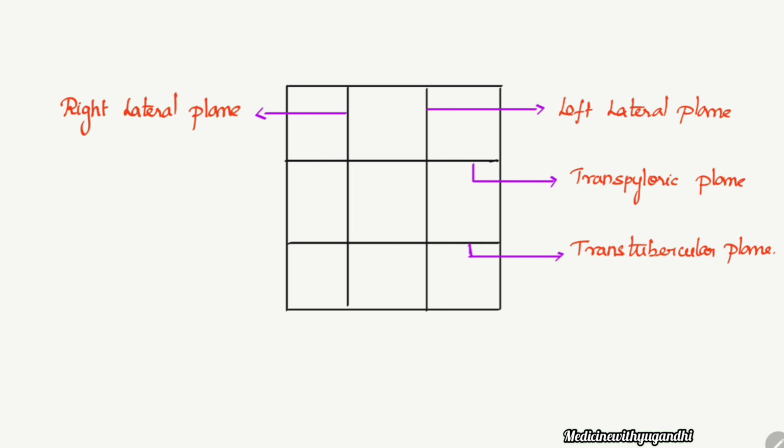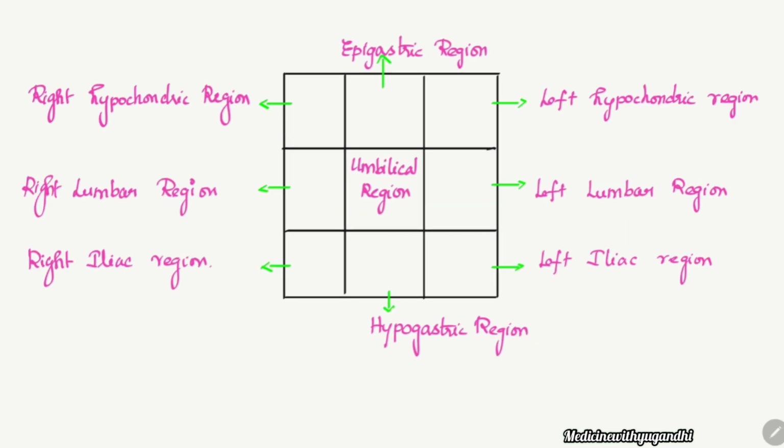So these are the 4 planes and they divide the abdomen into 9 quadrants. So let us now see what the quadrants are. The quadrants are the right hypochondric region, epigastric region, left hypochondric region, then right lumbar region, then umbilical region, then left lumbar region, then right iliac region, then hypogastric and left iliac region. So this appendix actually lies in the right iliac region.